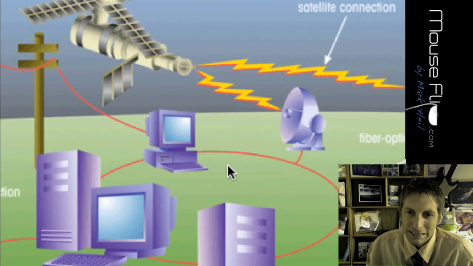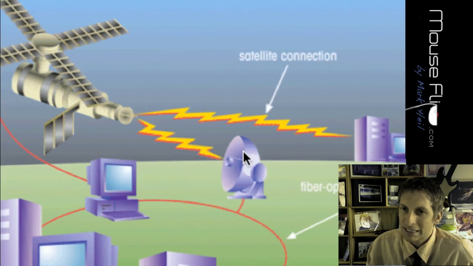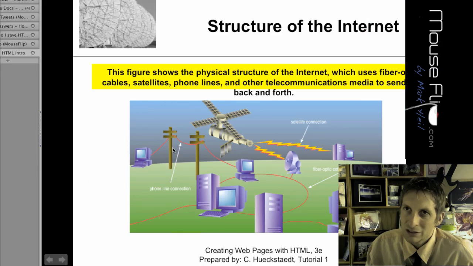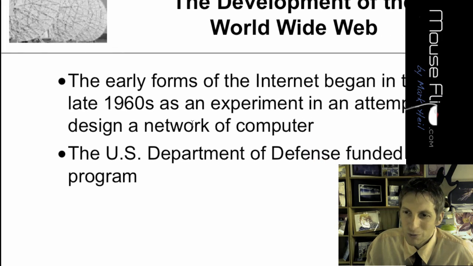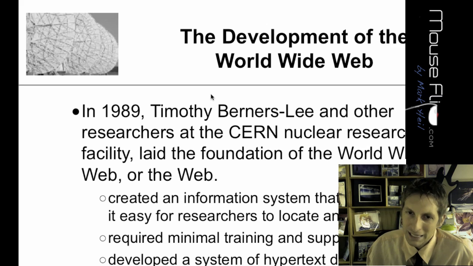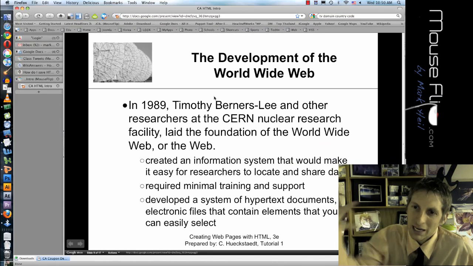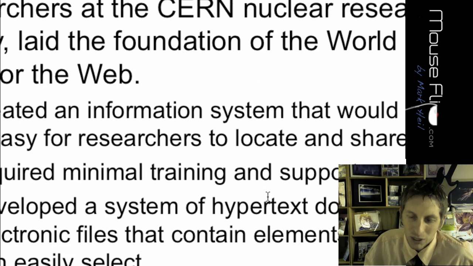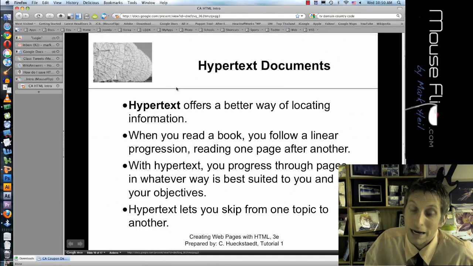So you have all these networks of computers connected together, and then satellites help beam the signals across greater distances. You also have phone lines carrying signals, so all of those help. In the past, remember in the 60s, the U.S. Department of Defense helped fund the program that helped give birth to the internet. Then in '89, Tim Berners-Lee, a researcher, helped develop the World Wide Web into what we have today. The key of what he did was he developed the hypertext system, and we're going to learn more about hypertext right now.